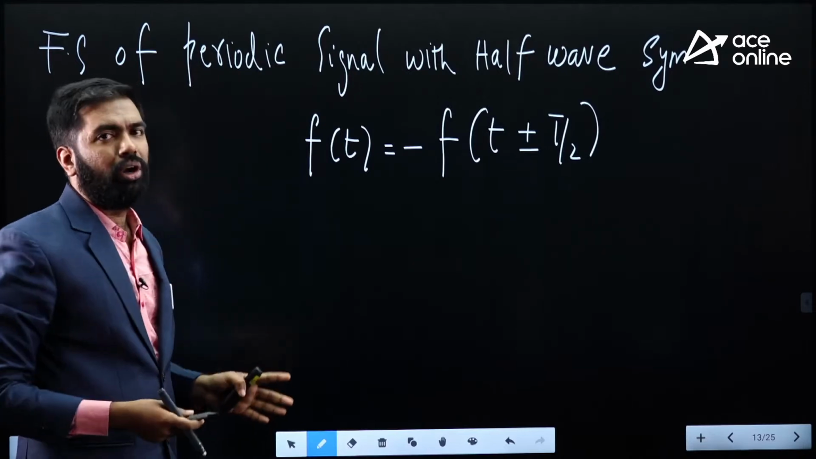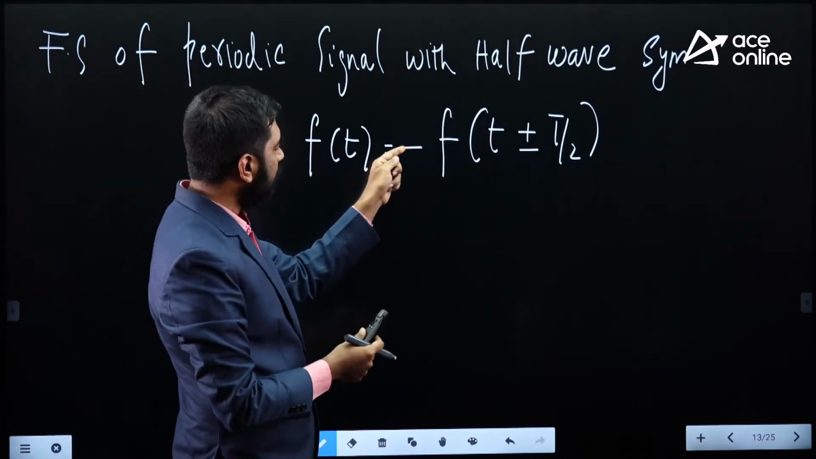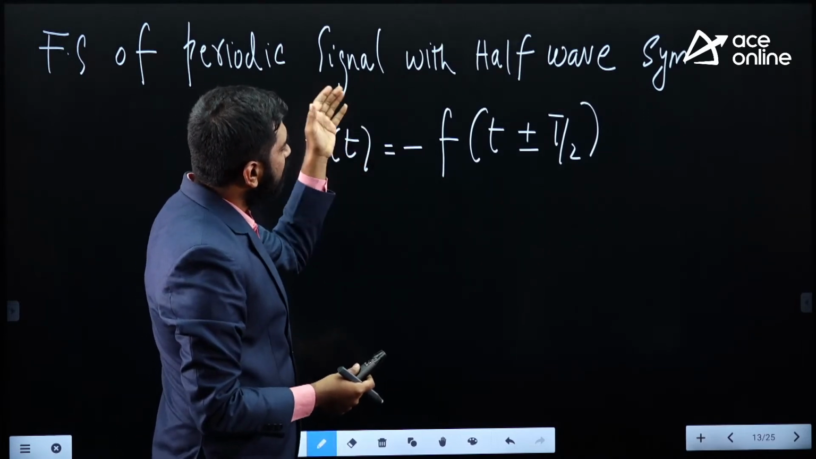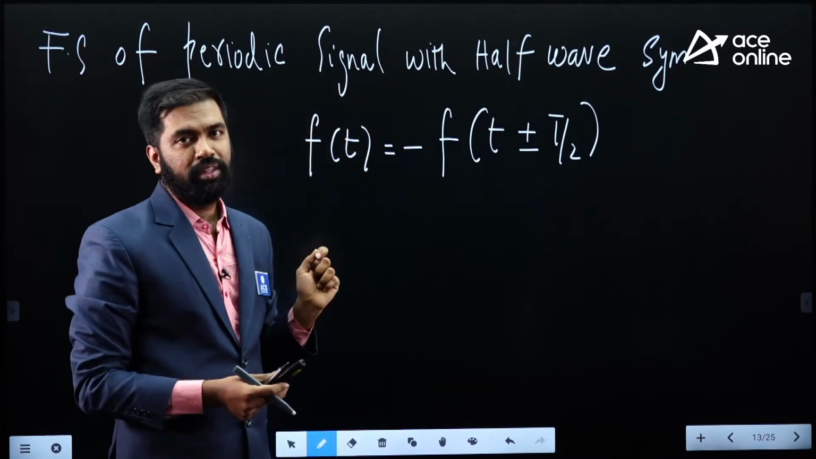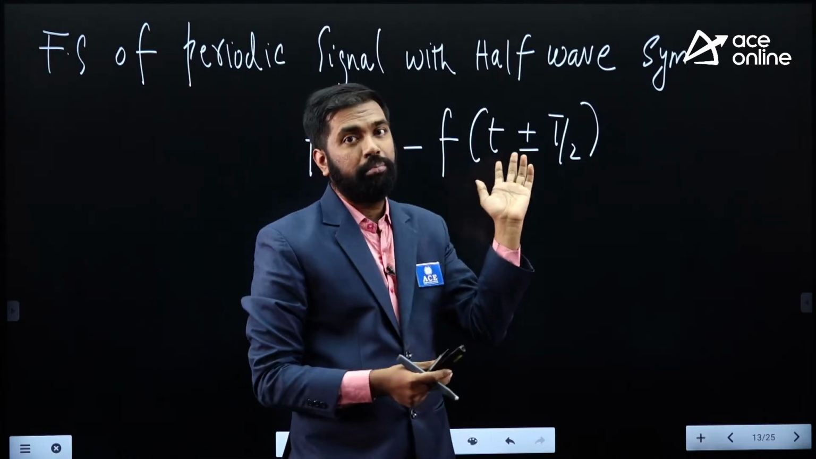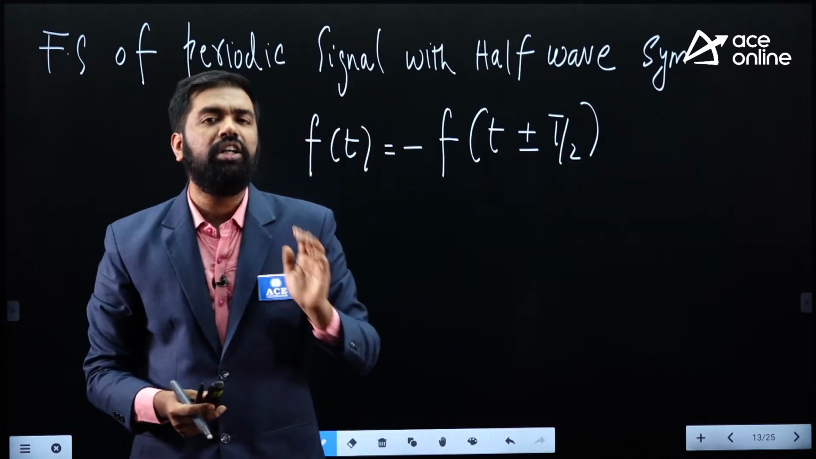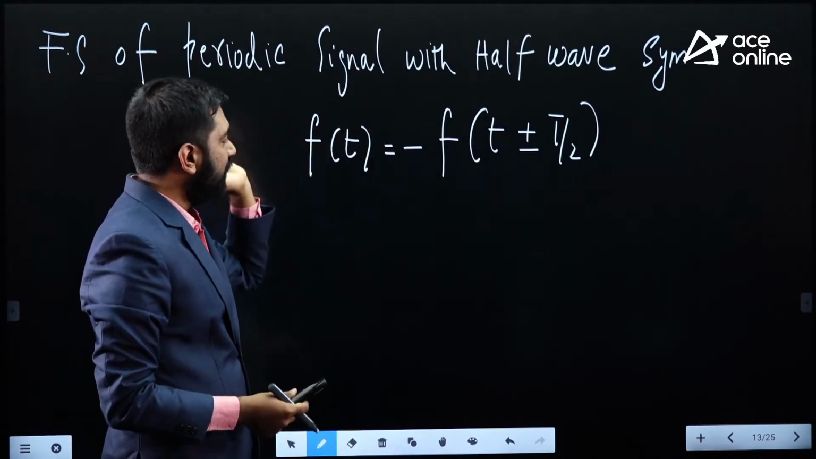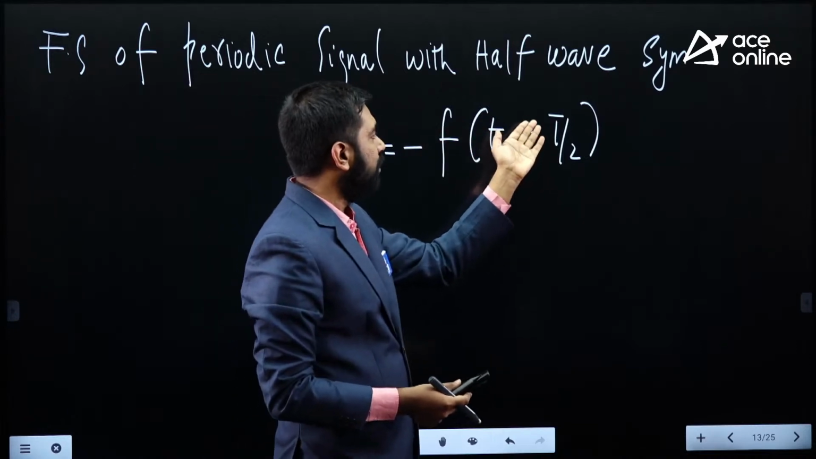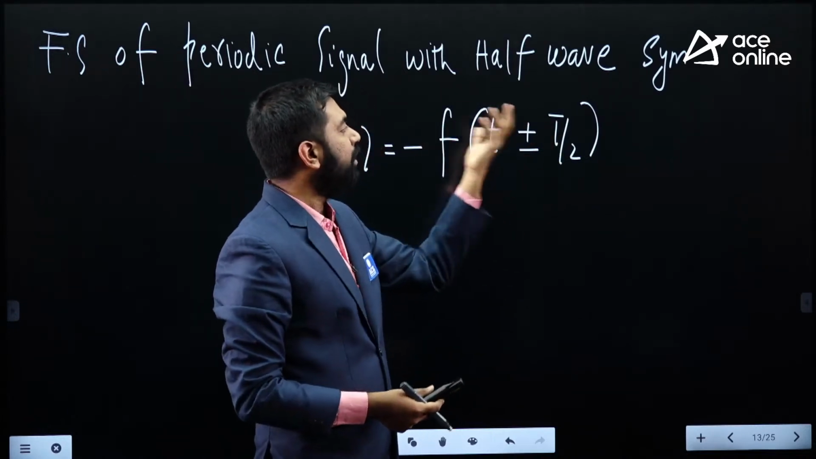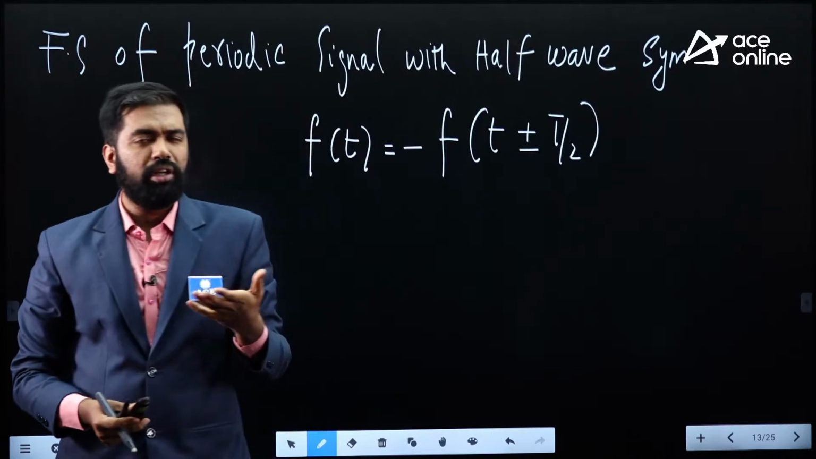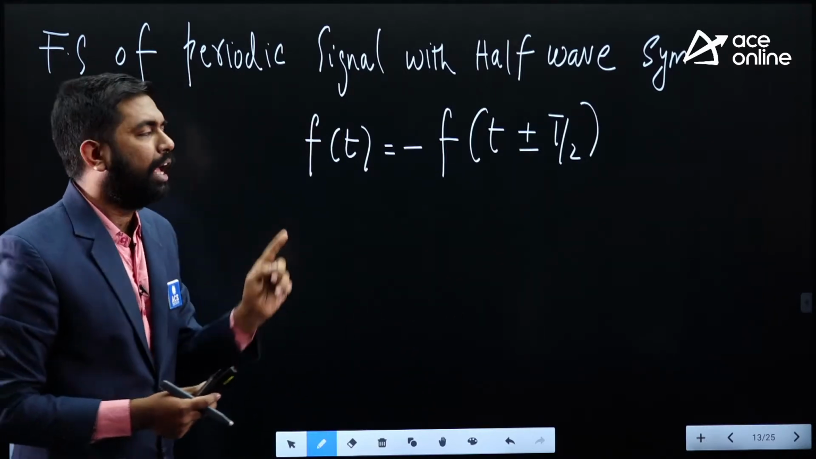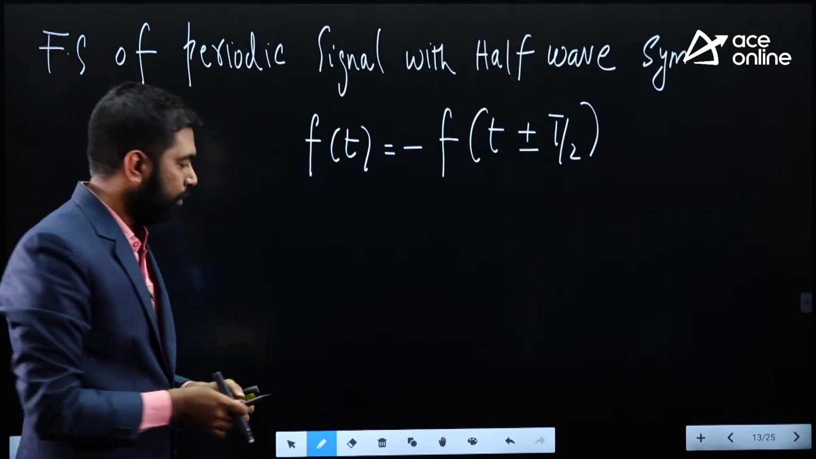So what are the operations involved here? There is a minus sign here and there is a shifting operation here. This minus sign means there is a rotation about the x-axis and there is a shift. You have to shift by T by 2, that is half the time period. So there are two operations involved: one is the rotation about the x-axis, the other is the time shift by T by 2. I'll explain how to identify half wave symmetry in detail by taking various examples. Before that, let's see what happens to the Fourier series coefficients.